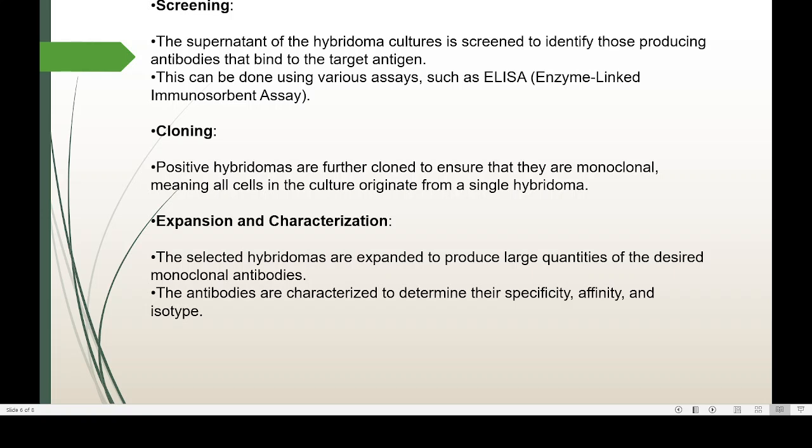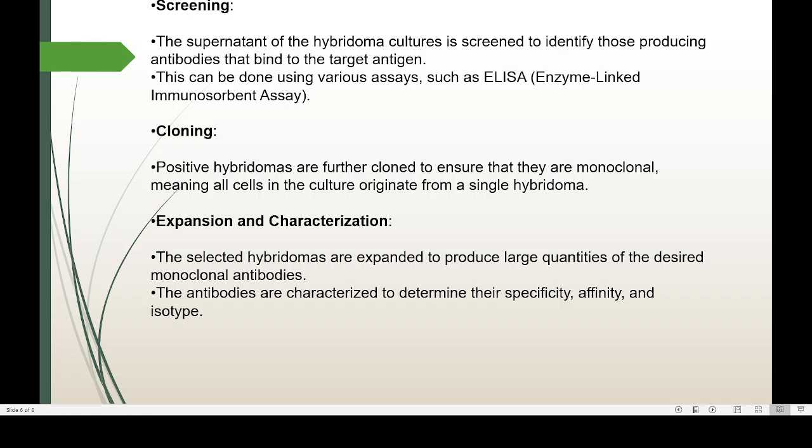That is, all the cells which are producing antibody, you can see that all these cells are actually developing from one particular hybridoma cell. Here you can see that there are different types of cells, but we are taking only one cell. That one cell is multiplied several times, and from that we are getting a lot of monoclonal antibody. So this is how we are developing a lot of monoclonal antibody.